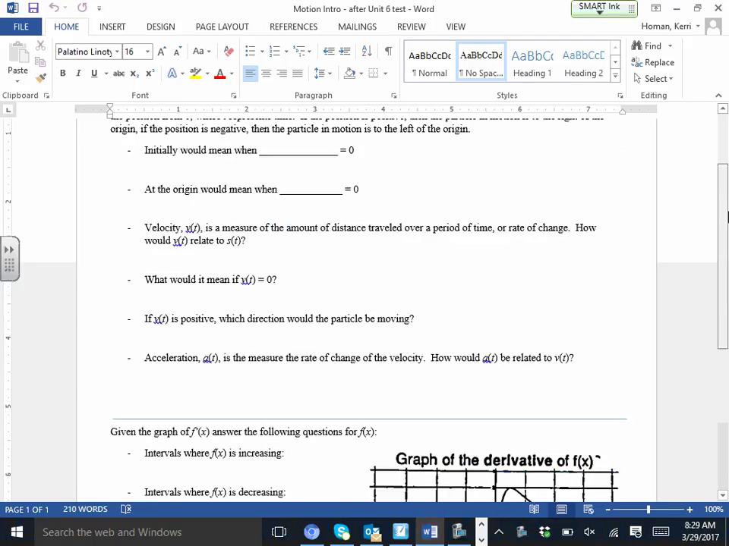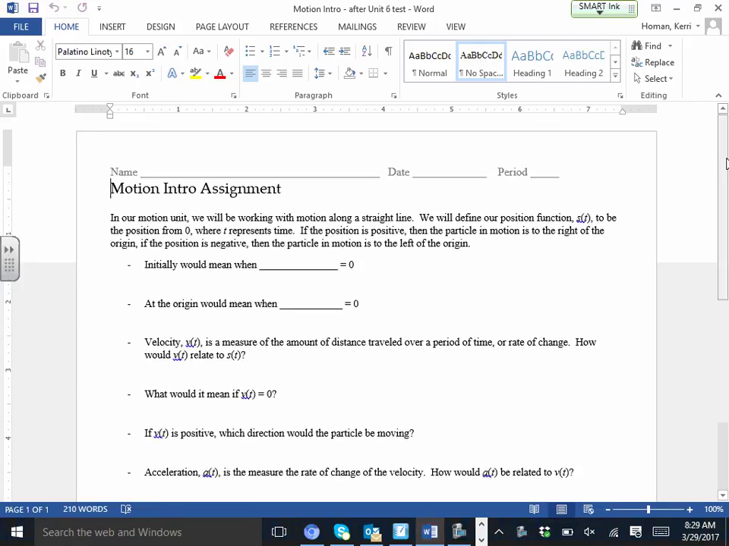As far as motion is concerned, I went ahead and had you read this. We're going to be working with equations where we're going to be given a position equation, okay? So first of all, when we say the word initially, what does that mean? What equals 0? Time equals 0, okay? If our particle is at the origin, what equals 0?